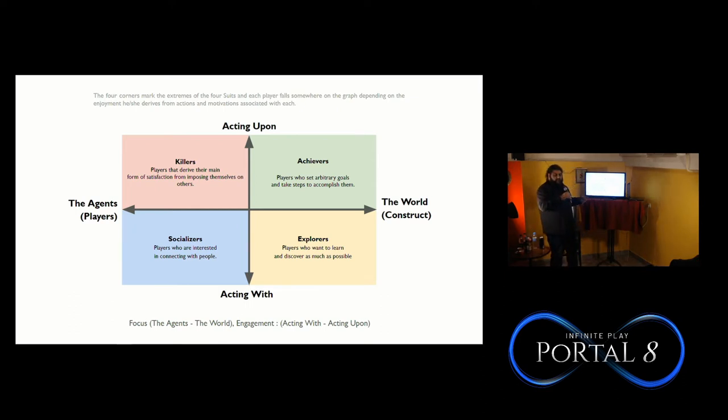We are not really able to identify what kind of player you are. When you are in the boundaries, you are maybe tiptoeing between two types at any given moment and switching between them because of the game or because of the company. You are keeping small things that might influence you both ways. When you are firmly in the center, we say that you might have different actions within the game, but you are primarily an achiever, or primarily an explorer, primarily a socializer, or a killer. So, achievers: players who set arbitrary goals and take steps to accomplish them.